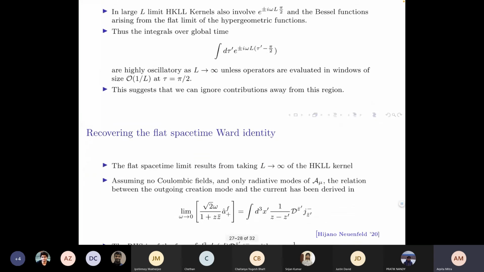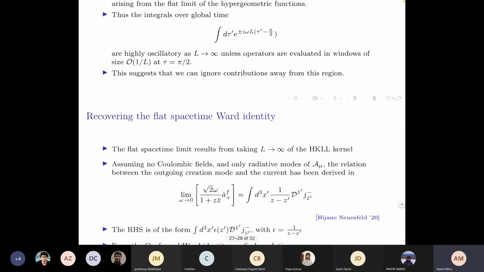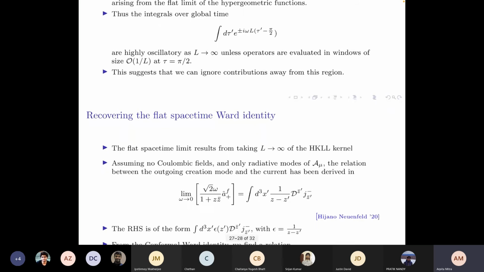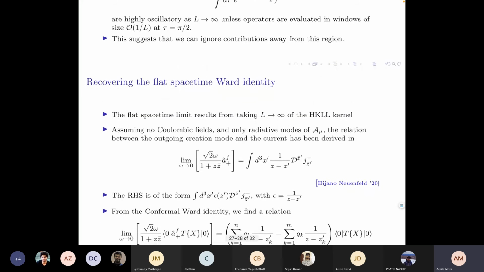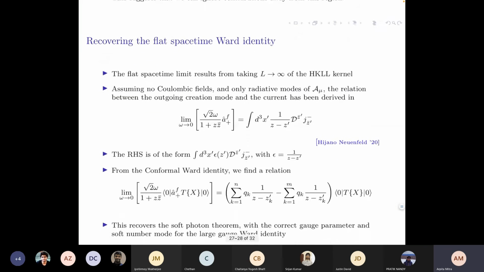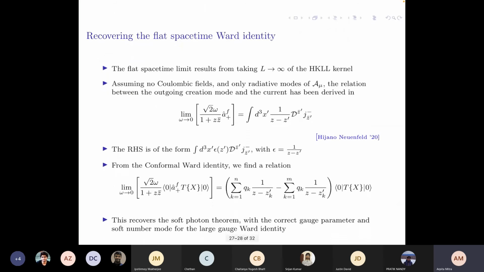Then it is easier to follow how we can construct this. We assume that there are no Coulombic fields like A tau or A rho, because A tau and A rho will go to the Euclidean cap. So we are only interested in the radiative modes like A z and A z bar, which will go to the scri plus of the flat patch at the center of the radius. And we can find the relation between the outgoing creation mode and the current, which has been derived in the paper by Hijano and Neuenfeld. Now you just have to find the equivalence with the flat space-time gauge parameter, and we can see that the conformal Ward identity will give us the Weinberg soft theorem. This part was done in the Hijano and Neuenfeld paper.